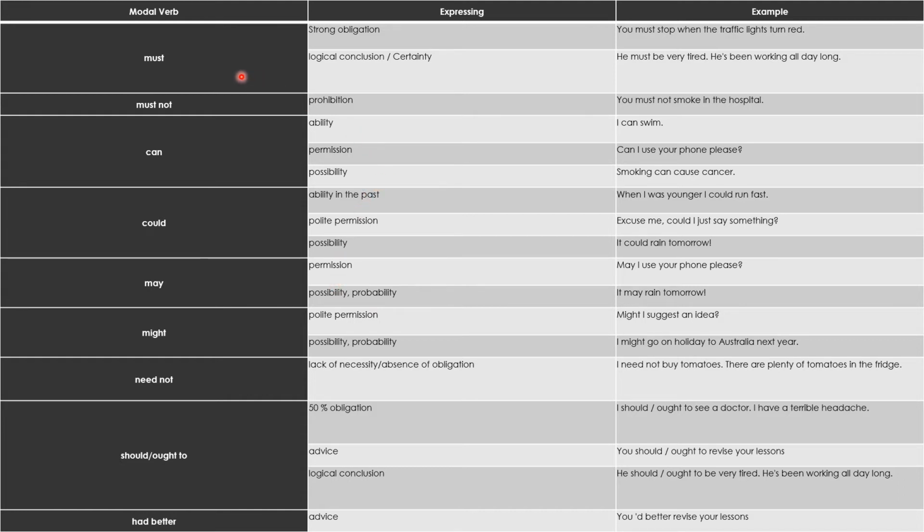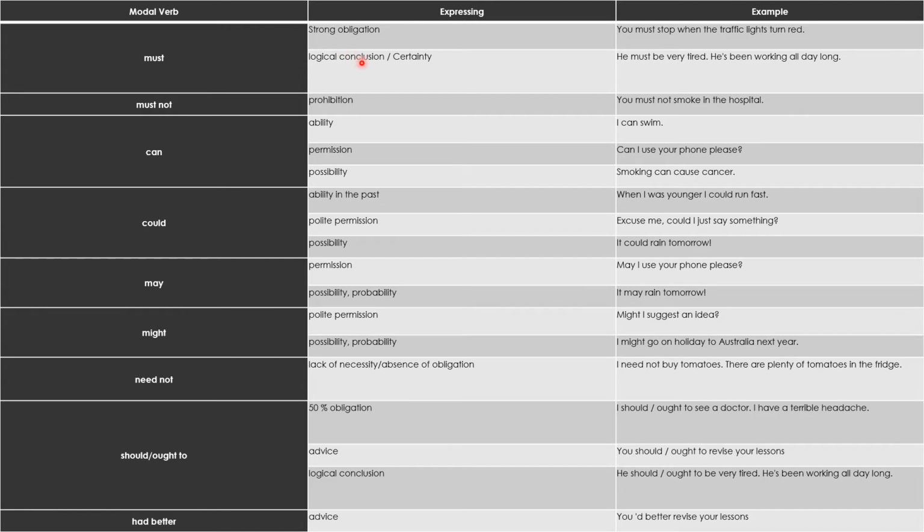So here it is. We have must, must not, can, could, may, might, need not, should or ought to, and had better. And we have different expressions relating to these modal verbs. Must is used for strong obligation, logical conclusion, or certainty. So you must stop when the traffic lights turn red. He must be very tired. He has been working all day long. So for logical conclusion or certainty and strong obligation, we use must.